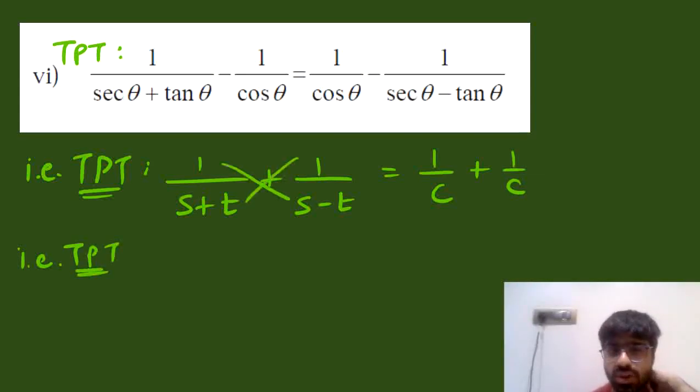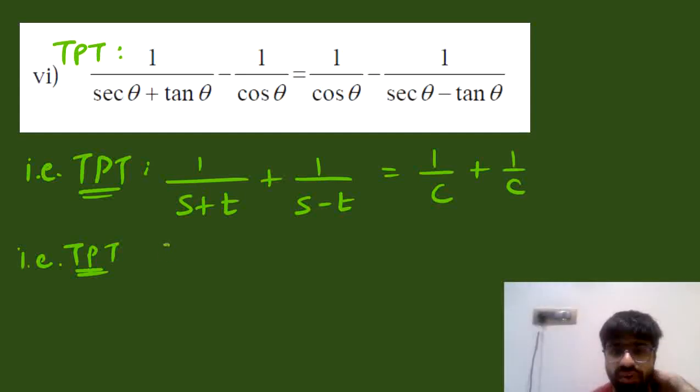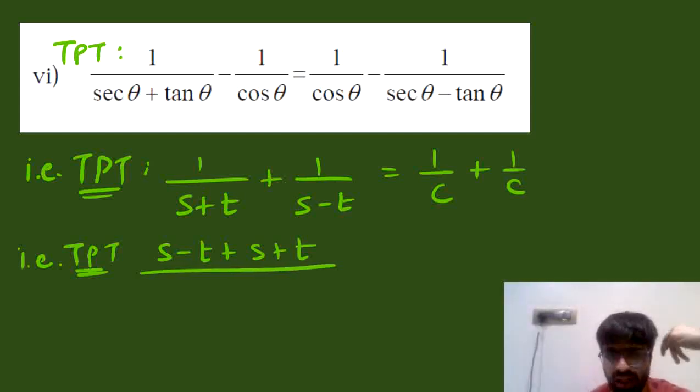Just cross multiply the two terms and add them. The way you add fractions, simply add the two fractions exactly in that same manner. So we will have sec theta minus tan theta plus sec theta plus tan theta. In the denominator, it is sec plus tan into sec minus tan, which is sec square theta minus tan square theta. But sec square theta minus tan square theta is 1. So the denominator is 1.